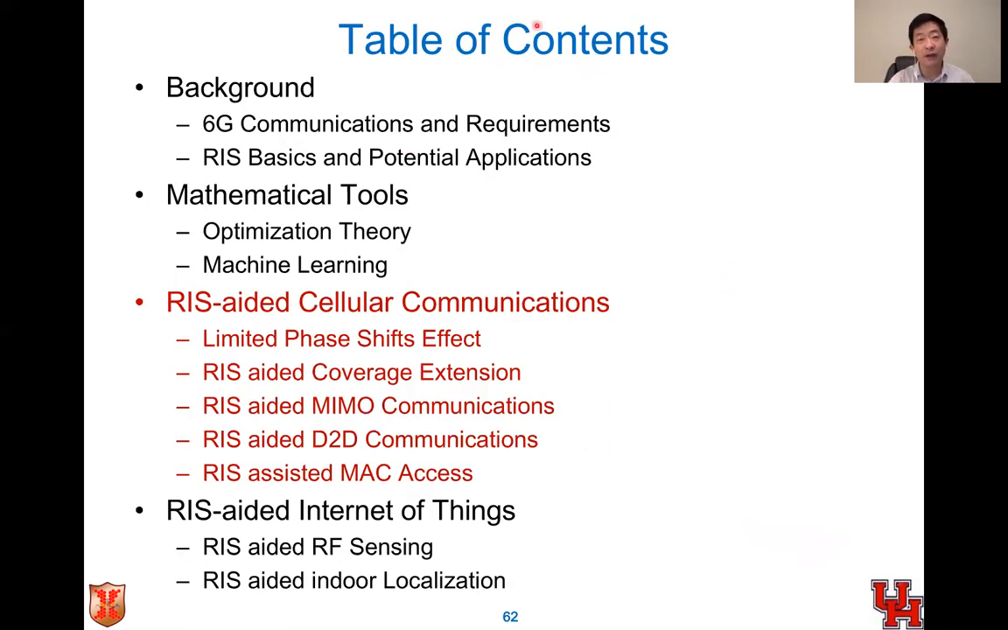Anyway, this is a very brief overview of this kind of mathematical tools. And next, maybe after the break, let's come back in 10 minutes. And then we talk about the different example for the RIS-aided resource allocation to improve the cell phone network. And then we talk about the RIS-aided Internet of Things for this protocol. Okay, any question?